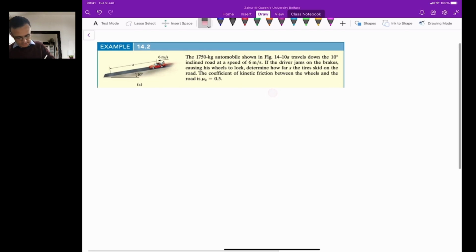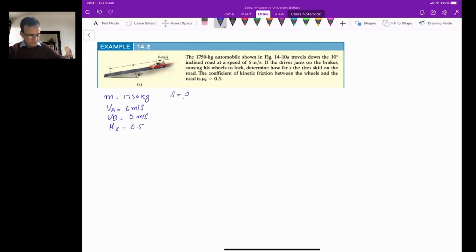So the given data: the mass is given, so m is 1750 kilogram. It travels down the 10 degree inclined road at a speed of 6 meters per second, so VA is given. The driver jams on the brakes, causing his wheels to lock. Determine how far the tire skids on the road, so you need to calculate this S here. This means that VB will become equal to 0, and the coefficient of kinetic friction is 0.5, which is given. Okay, so in this case, you can draw a free body diagram here.